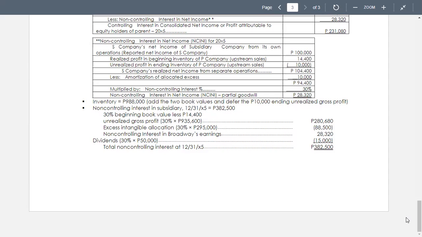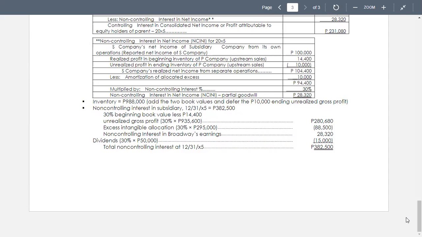So the consolidated net income for 20x4 is 7,512,000. Then we deduct the non-controlling interest in net income.